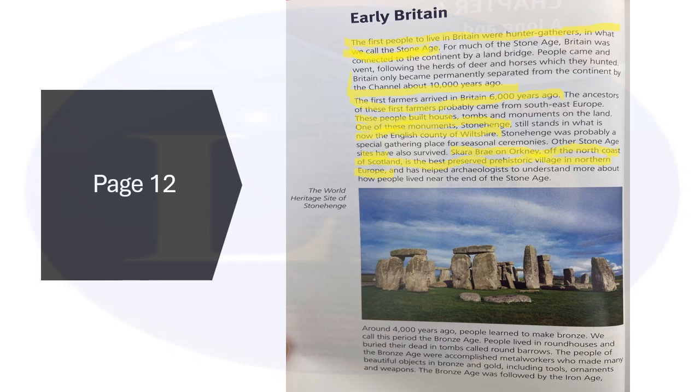So like Stonehenge, there is another monument in Scotland, which is Skara Brae on Orkney. Orkney is the name of a place off the north coast of Scotland. So you could be asked where Skara Brae is. You could be asked which country Skara Brae is in. You can be asked what is on Orkney in Scotland. Okay, so get ready for every type of question.